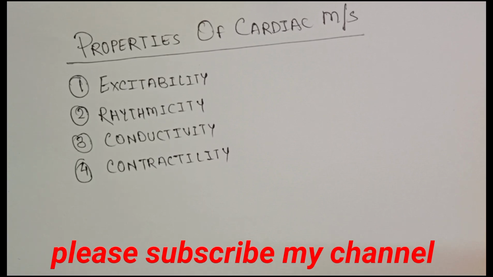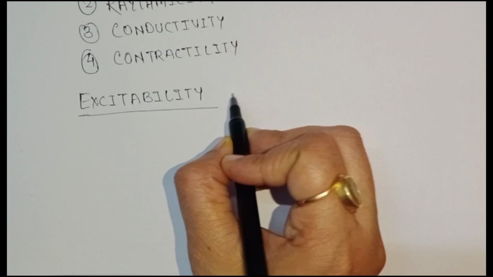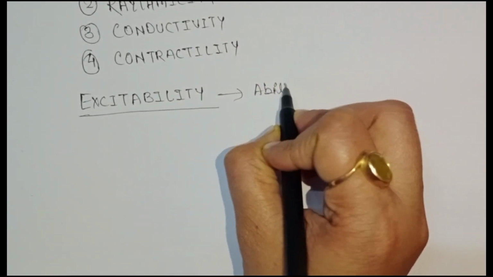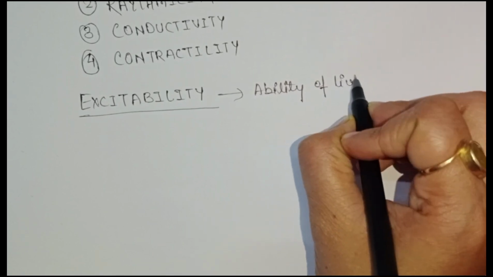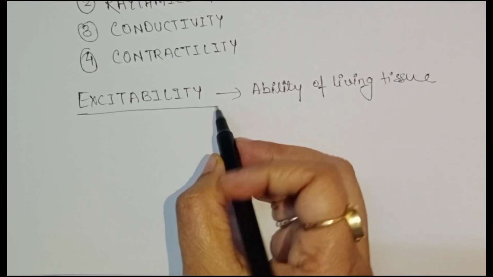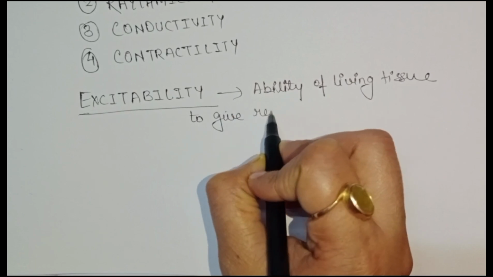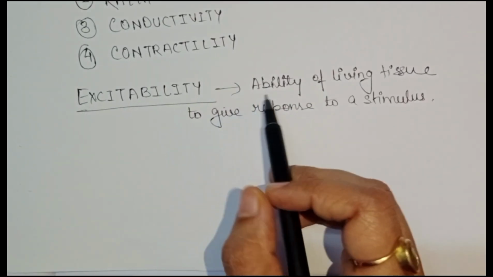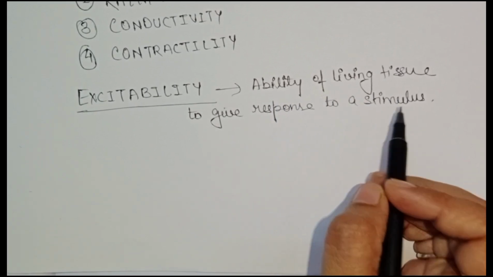First, talking about the excitability. What is excitability? Excitability is defined as the ability of a living tissue to give response to a stimulus.